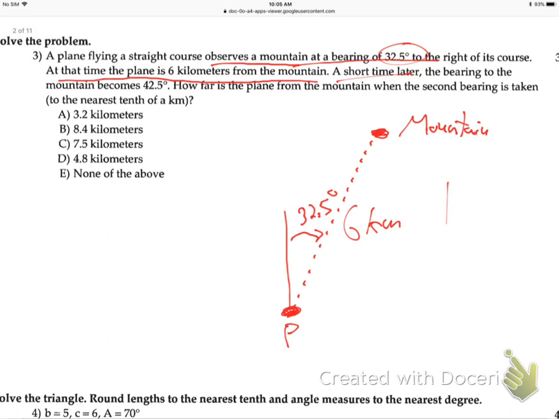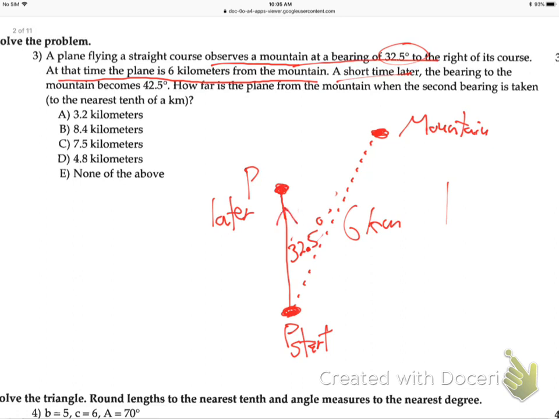Well, that means it flies further. Let me back this up. Let me squeeze this angle in here a little closer, so we have room. 32.5 right there, right? A short time later, so here's P later. Here's P at the start, the plane, the start. Here's the plane later flying on its straight course.